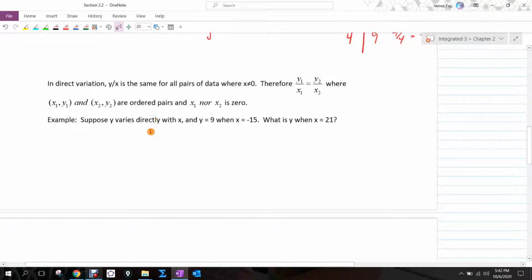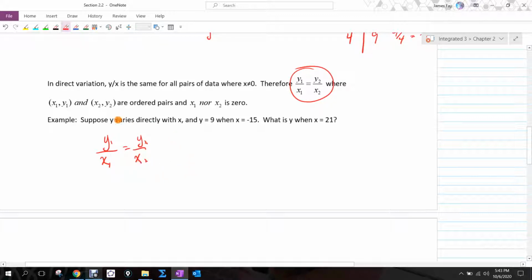So suppose y varies directly with x and y equals 9 when x equals -15. What is y when x equals 21? Okay. A couple different approaches you could take here. If we use this idea here, this should be true. So I should be able to say y1 over x1 should equal y2 over x2.